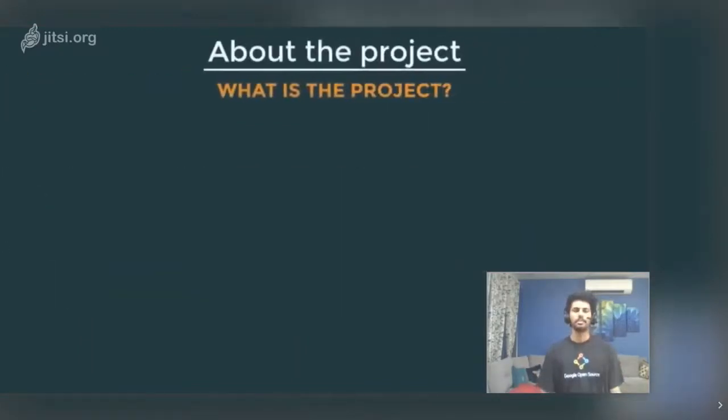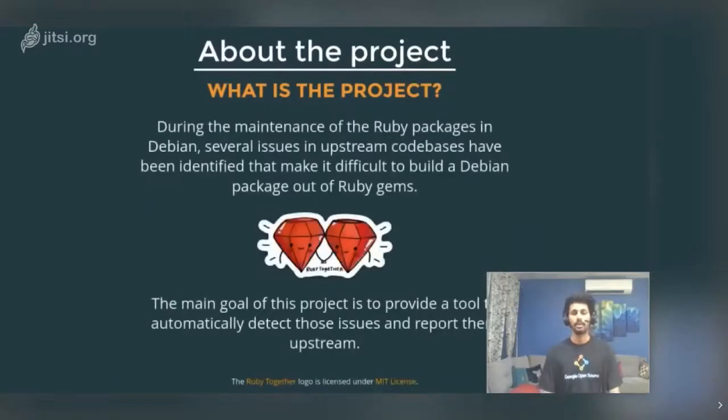So let me tell you about the project, what is it, and what are we doing, and why are we doing that? So I'm a member of the Debian Ruby team, and we maintain around 1,600 packages in the Debian archive. And during its maintenance, we found several issues in the upstream code bases that make it very difficult for us to build a Debian package out of those gems directly. So essentially, the main goal of this project is to write some kind of tool that could automatically detect such issues in the upstream code base and report them to the upstream maintainers in the hope that they'll be kind enough to fix them and make the lives of downstream maintainers very easy.